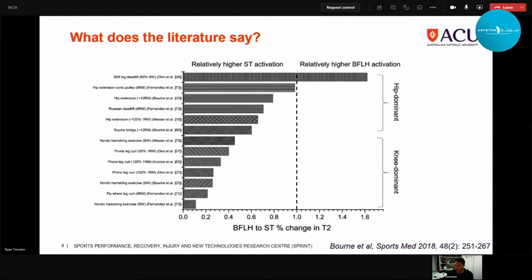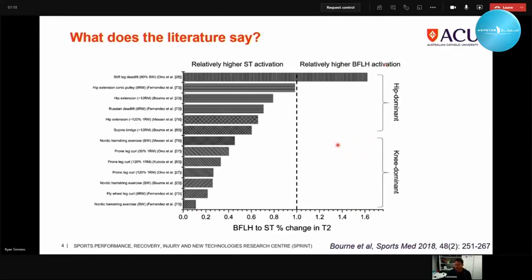Here we've got a bit of work from a review from Matthew Bourne over here in Australia as well, comparing what the evidence says with functional magnetic resonance imaging and comparing the activation profile of certain exercises. On the y-axis, we've got the exercise, and on the x-axis, we've got our intensity or ratio of medial or lateral hamstrings. If it's less than 1, we've got a relatively higher medial hamstring activation. If it's greater than 1, we've got a greater amount of lateral hamstring activation.